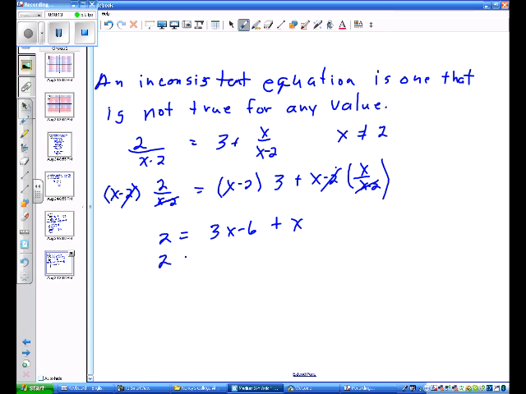So we have 2 is equal to 4x minus 6. We would add 6 to both sides, and we end up with 8 equals 4x. Dividing by 4, we end up with 2 equals x. But x cannot be 2 because that would make our denominator 0. So this has no solution, or it's inconsistent.